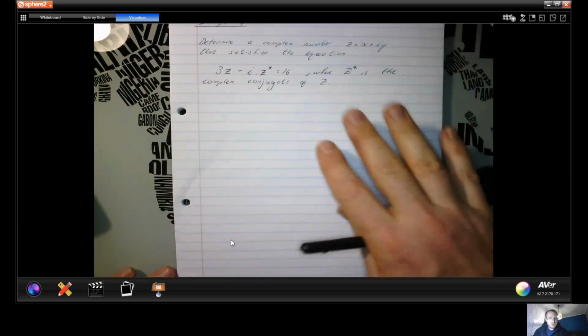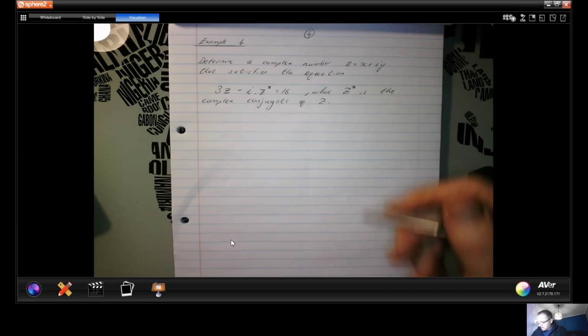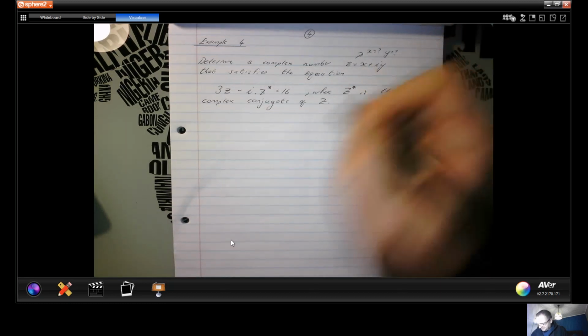Wait till the end of the sum to spot the errors. Okay. Right, last question, which is just as well, considering the mess up I'm making. Example 4. Determine a complex number, z is equal to x plus iy. So my objective is to find x and to find y.